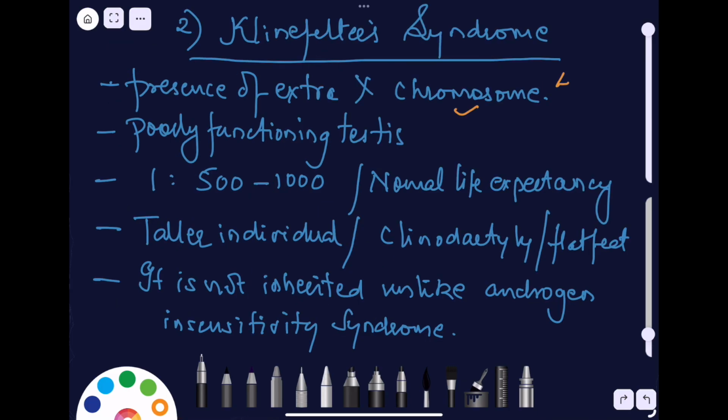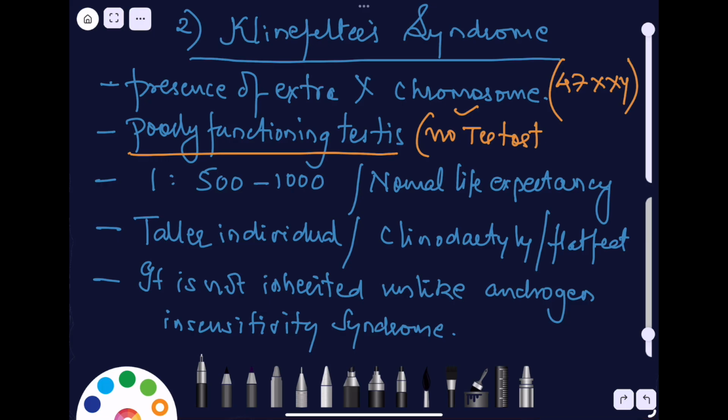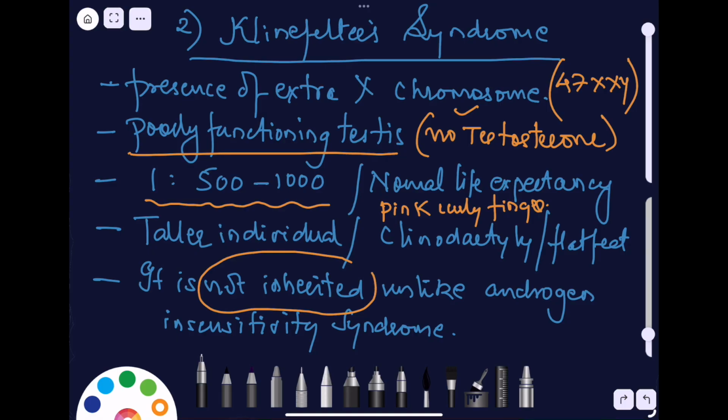Another male intersex condition is Klinefelter syndrome, in which there is presence of an extra X chromosome, 46XXY. There is presence of poorly functioning testes. The chance of this happening is 1 in 500 to 1000 cases. Patients do well as they have a normal life expectancy. The classical appearance of such patients: they are tall, they have clinodactyly, which means pinky curly fingers, and flat feet. In contrast to androgen insensitivity syndrome, this is not an inherited condition. Androgen insensitivity syndrome is an X-linked recessive condition.